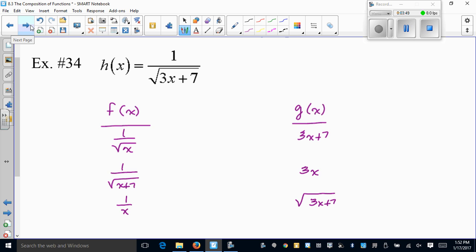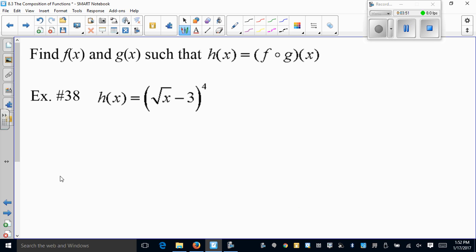This one's got a few going on. F of x, g of x, and let's start with an obvious. Maybe g of x is square root of x. So what would have been left for f of x? X minus 3 to the 4th power. We can take the whole inside out. Square root of x minus 3, so we're left with x to the 4th.